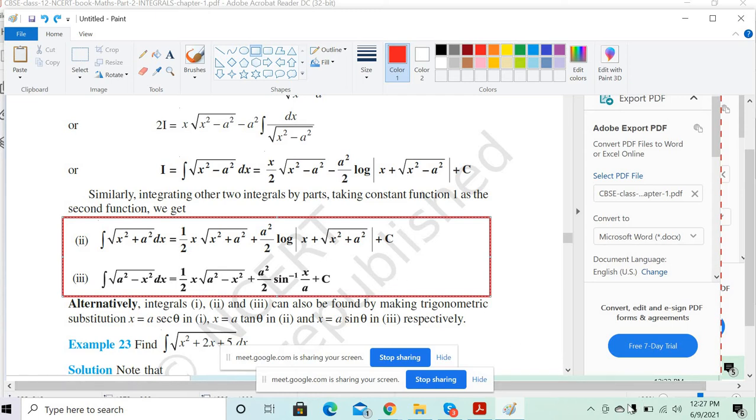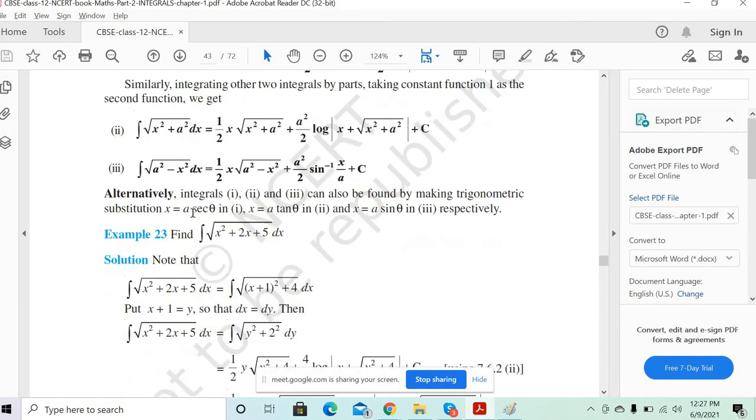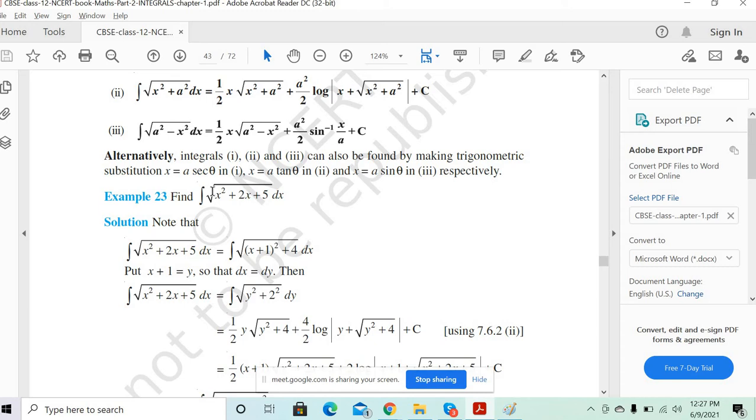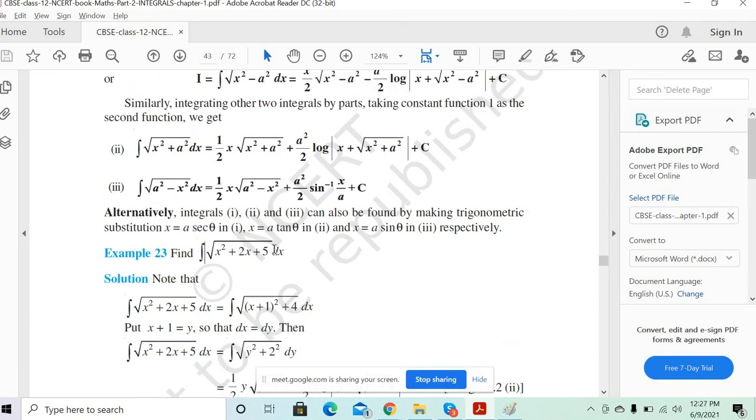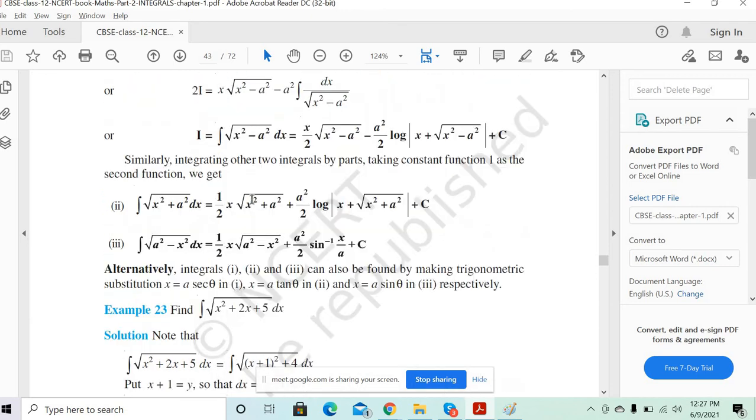Now let's go to example number 23. It says the root of x square plus 2x plus 5. So we need to bring in the formula. We already learned the three formulas right now. So which of the formulas will come in that form? We don't know. So for that we need to solve it, isn't it? We need to get it in the form of x square minus a square, or x square plus a square, or a square minus x square. Let's see which will come in the form.